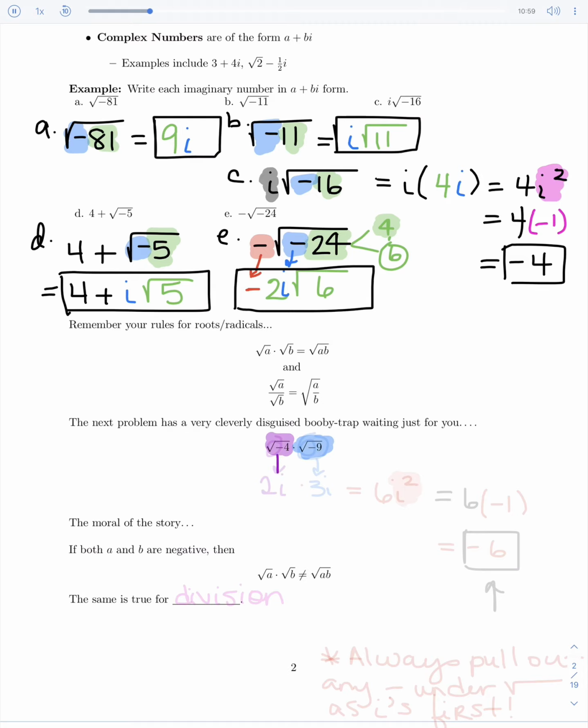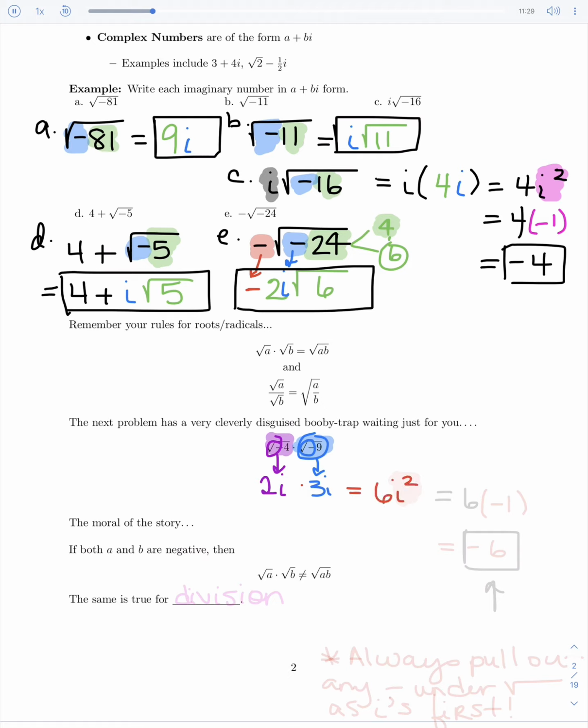So when we take the square root of a negative 4, it actually comes out as the square root of 4, which is 2, and then the negative on the inside comes out as an i. Then we have the square root of negative 9. And again, the square root of 9 is 3, and the negative will come out as an i. So what we actually have is a 2i times a 3i, which is a 6i squared.